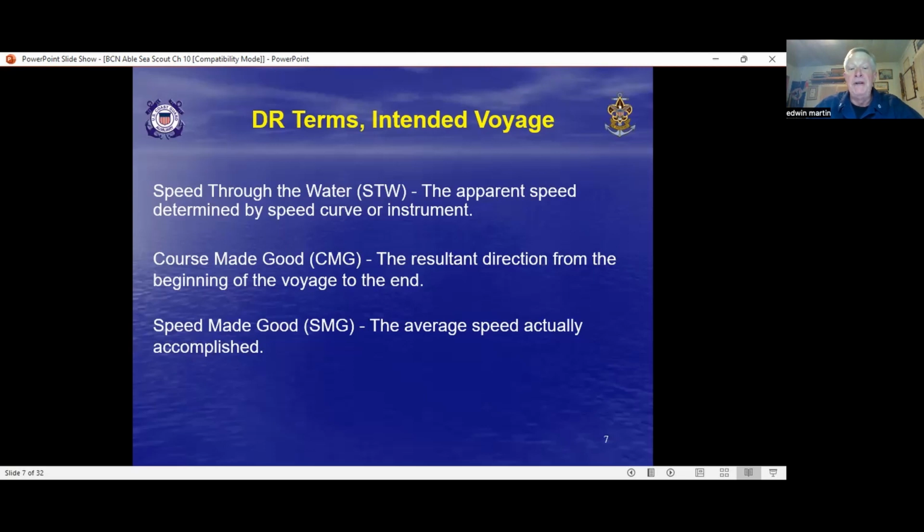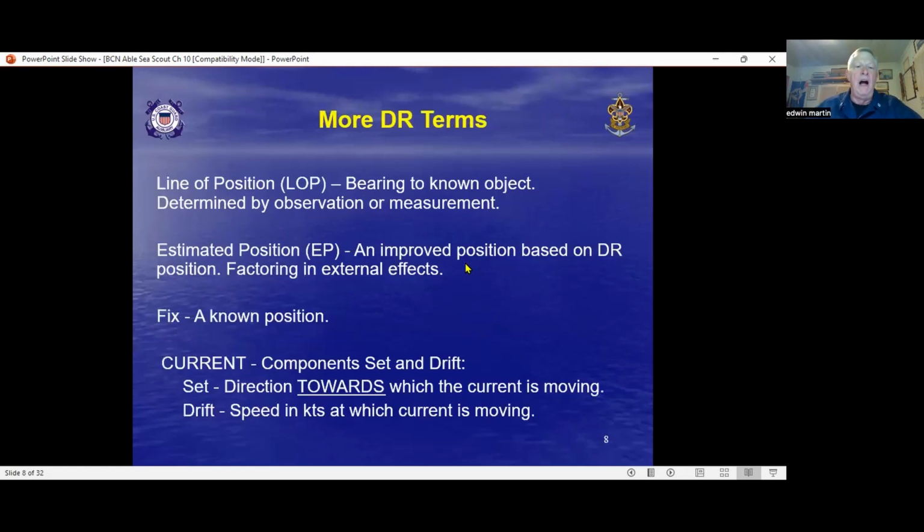It's basically course made good, what you actually accomplished, the same as speed made good. What did you actually accomplish over the entire period of time that you were working with it? Line of position, I've already touched on. It's a bearing to an object that's on shore, usually a fixed object. We call them landmarks or fixed aids to navigation.